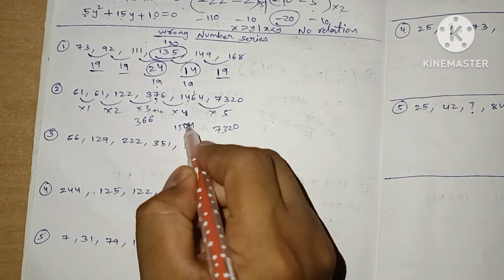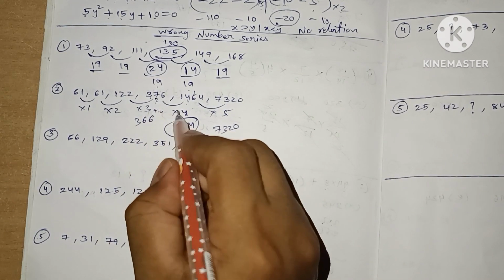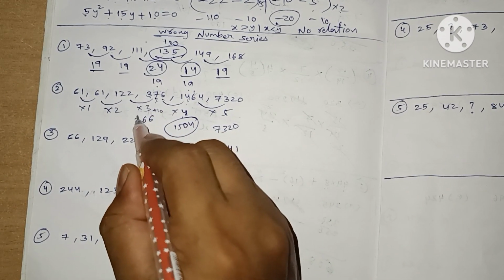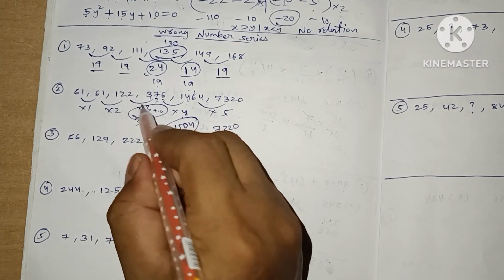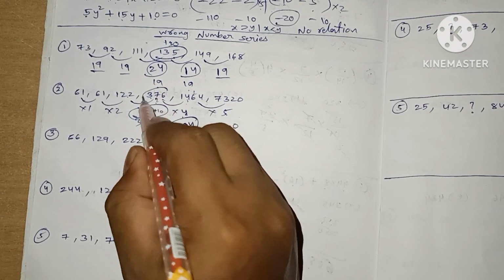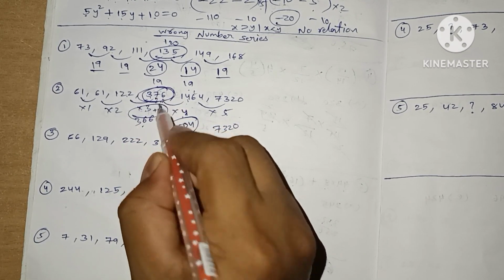So here we see a wrong number by multiplying it with 4, and here also a wrong number. It must be times 3, which is 366, not 376. So this is a wrong number.